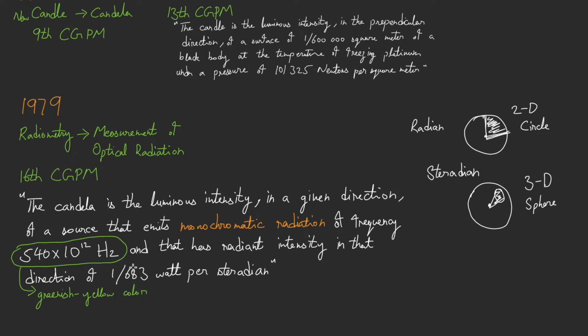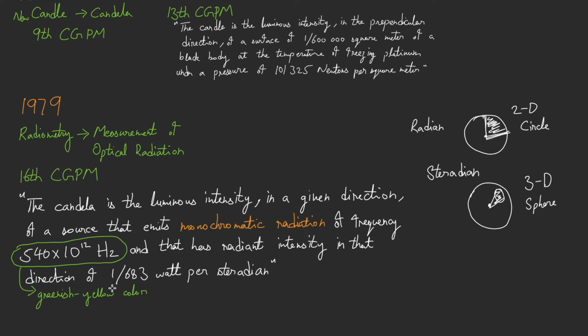So why choose this color? Because this color is actually the most sensitive color in the daytime. In daytime, this greenish yellow color is the most sensitive color with respect to our eyes, with respect to our visual system. As I said in the starting of the video, this unit is based on human perception of vision. Our eyes are more sensitive to greenish yellow color in the daytime, and in the nighttime blue is the most sensitive color to our eyes.